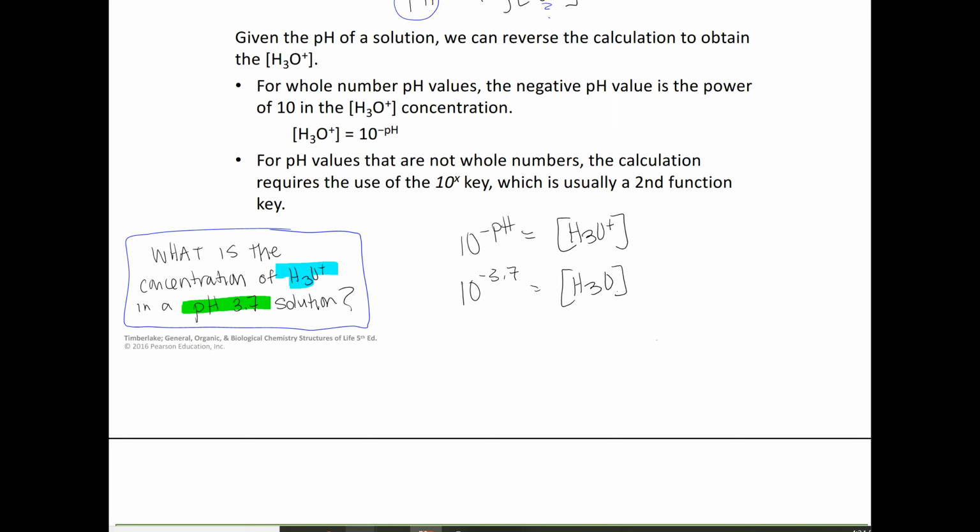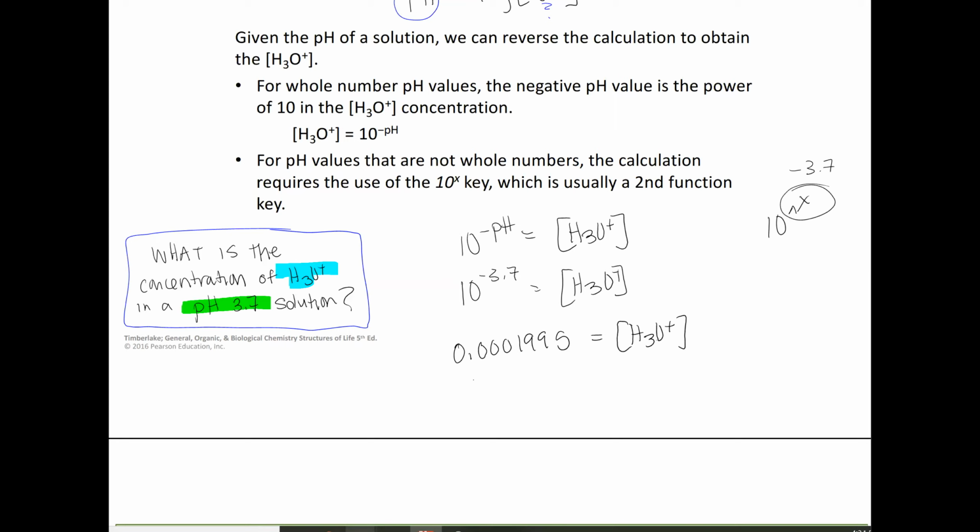I have a button on my calculator that says 10 carat, or 10x as well. If I hit this button, I can plug in the exponent here, like negative 3.7. So that's what I'm going to do on my calculator. When I do that, I get a value that's 0.0001995, which is equal to H3O+.